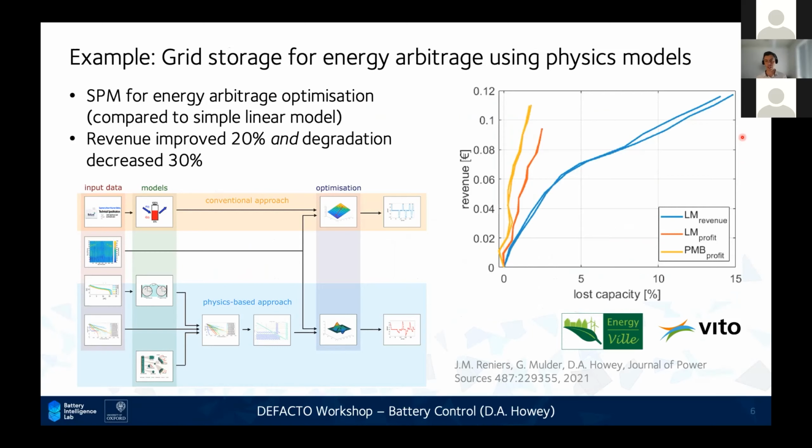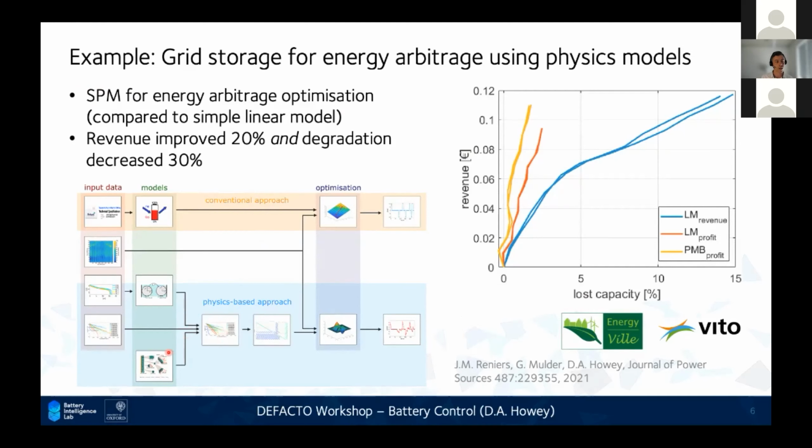So the third area that I just want to highlight is grid energy storage for arbitrage. And we've done some work recently in collaboration with Energyville and Vito on using the single particle model, which, if you're not familiar with it, is a simplification of the Newman P2D model, within an optimization algorithm to do energy arbitrage. So we take some price information. This flowchart kind of shows the comparison of what's going on.